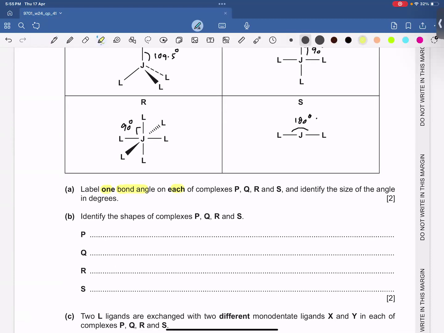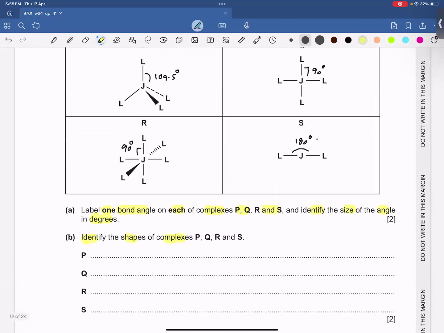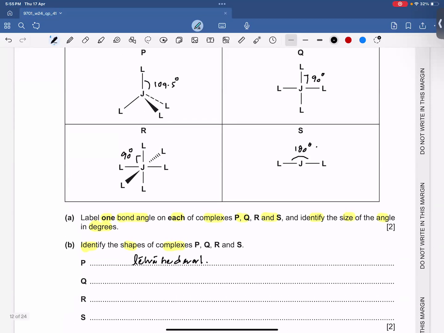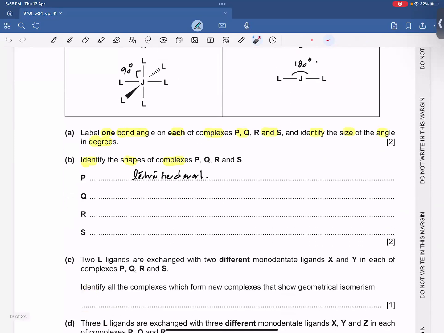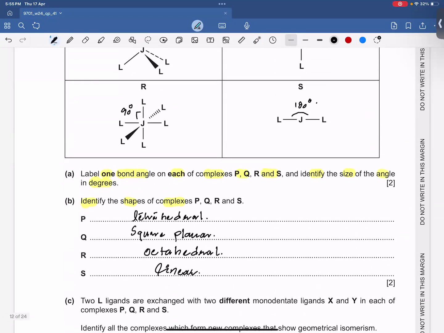Label one bond angle on each of the complexes P, Q, R, and S. Identify the size of the angle in degrees. Okay, I did that. Identify the shapes of the complexes. The first shape is tetrahedral. Q has an angle of 90 degree, which means this structure is going to be square planar because the square planar geometry shows 90 degree angle. Then this one is octahedral. And this one is linear because it has an angle of 180 degree.